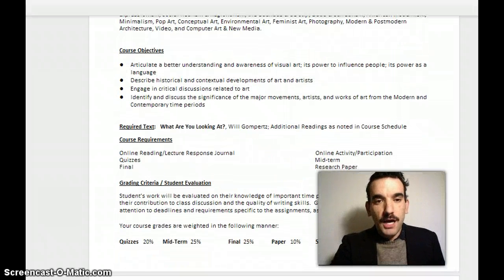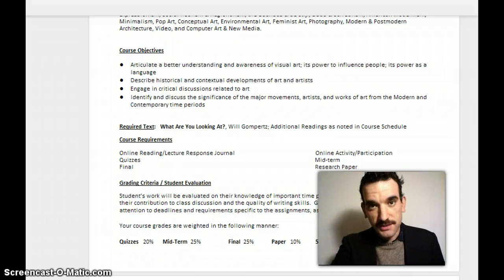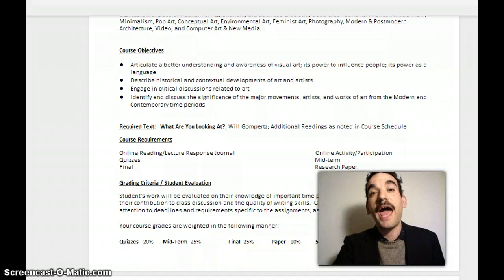So course objectives: articulate better understanding and awareness of visual art. I know that a lot of people that take this course, given that it's a 100 level and offered as an elective, are taking it as their one liberal arts elective. And as such, I fully understand that this can be understood to a certain extent as an arts appreciation course.